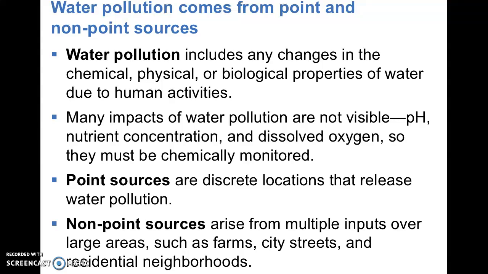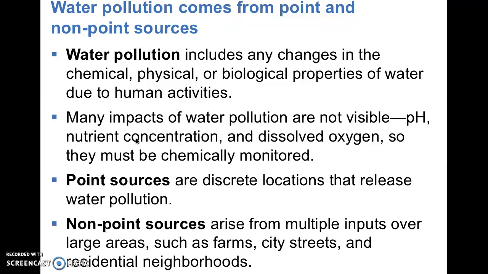So here we are at the end of chapter 15, and we're talking about water pollution now, freshwater pollution. Water pollution includes any changes in the chemical, physical, or biological properties of water due to human activities. The chemical properties would be things such as pH, nutrient concentrations, and dissolved oxygen concentrations, so how much oxygen is actually in the water itself.